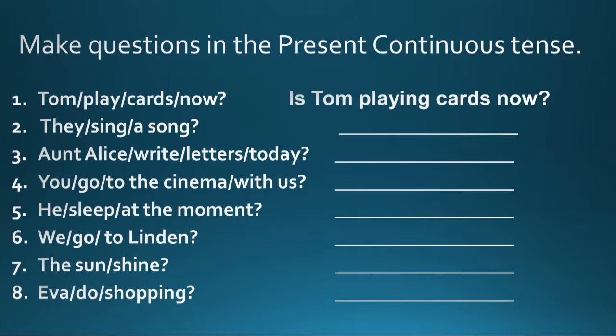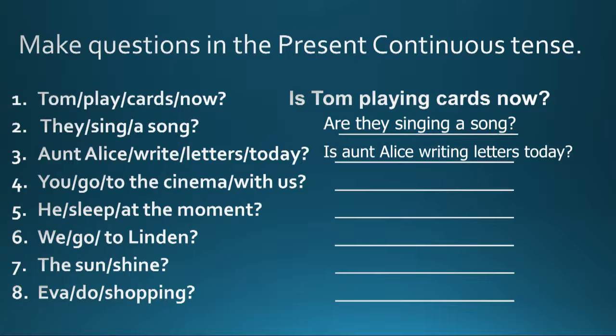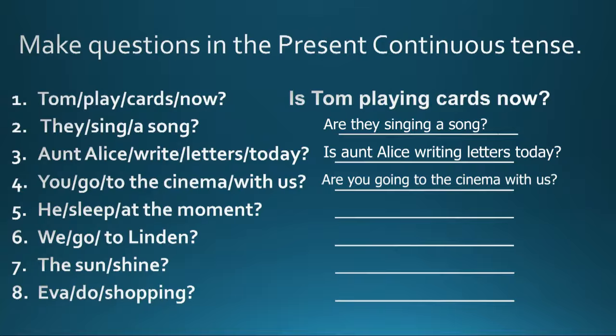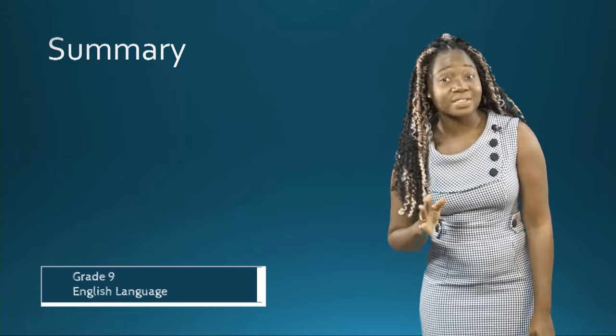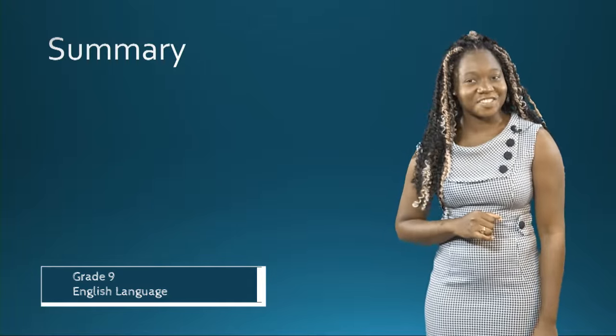So your number 2 should say, are they singing a song? Number 3, is Aunt Alice writing letters today? 4, are you going to the cinema with us? 5, is he sleeping at the moment? 6, are we going to Linden? 7, is the sun shining? And 8, is Eva doing shopping? I hope you were able to get most, if not all, of those sentences correct.